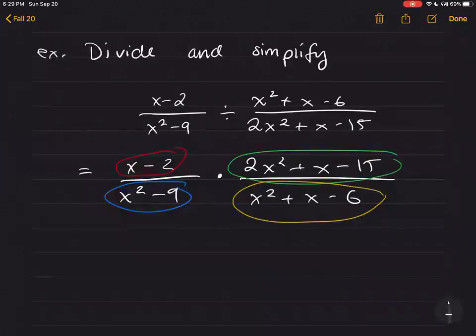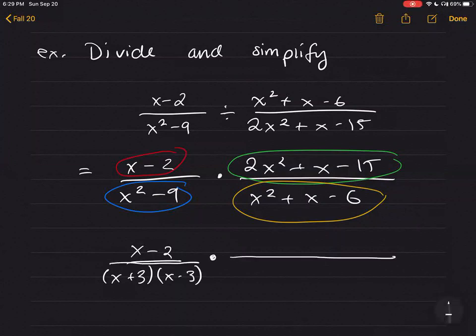So x minus 2, that's just a linear factor, so that stays the same. And then if you look, x squared minus 9 is a difference of squares, so we get x plus 3 and then x minus 3. And then all that is times. And then you can go ahead and factor both of these using the AC method.